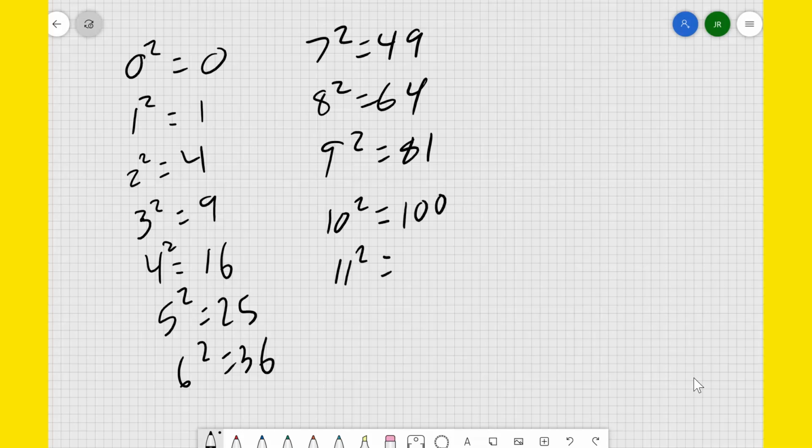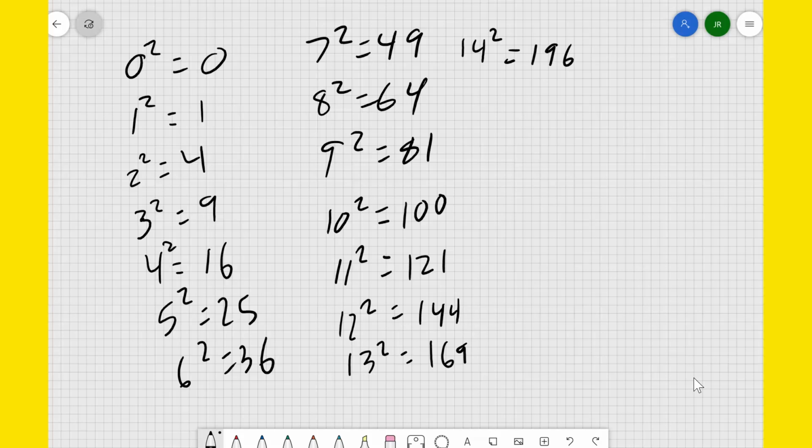Do you know these higher ones? 121, 144, 169, 196, 225, 256. It's taking me a minute to think of some of these.